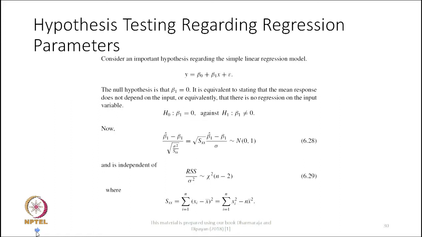We start with the null hypothesis: beta 1 takes a value 0. So, the alternate hypothesis is beta 1 is not equal to 0. The test statistic is going to be beta 1 cap minus beta 1 divided by square root of sigma square divided by S x x, that follows standard normal distribution.